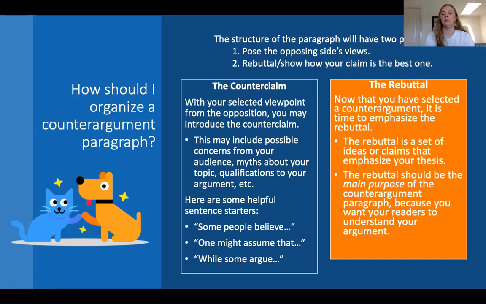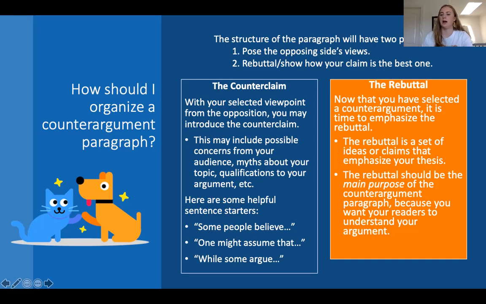In your counterclaim, you're going to introduce the opposing side's views or concerns from your audience, myths about your topic, or maybe even a qualification to your argument. Some helpful sentence starters to get you thinking about this: Some people believe blank. One might assume that blank. While some argue the opposite of your claim, what do you argue? And then you can move into your rebuttal.